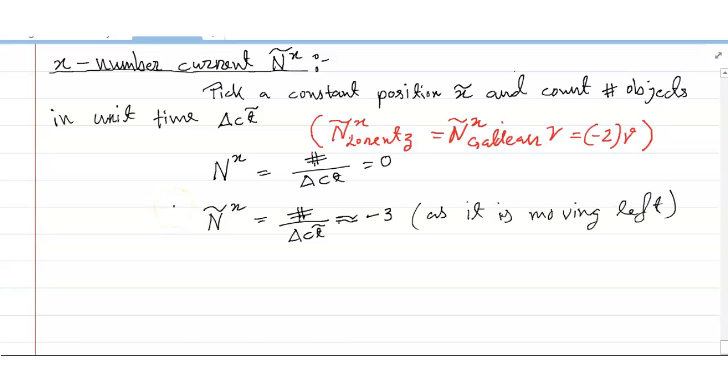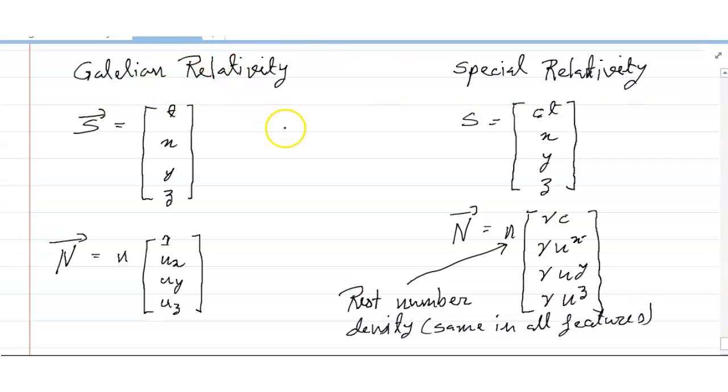We know the 4 position vectors, and in special relativity the 4 position vectors look similar. So friends, you see the Galilean relativity components: in Galilean relativity, h is equal to (t, x, y, z), and the number flux N is equal to n times (1, ux, uy, uz). Similarly, in the special theory of relativity, h is equal to (ct, x, y, z), and capital N is equal to n times (gamma c, gamma ux, gamma uy, gamma uz).